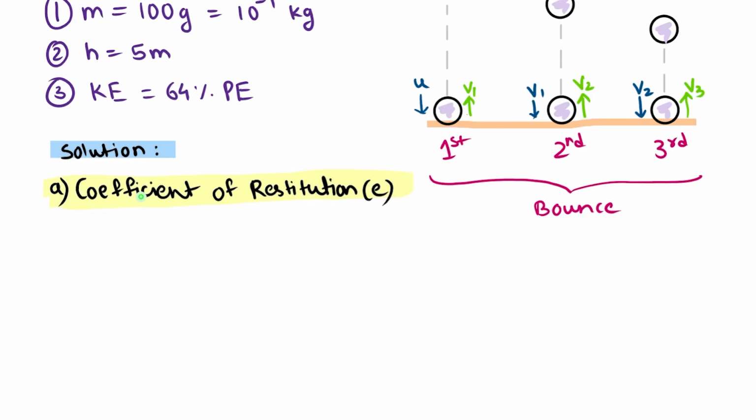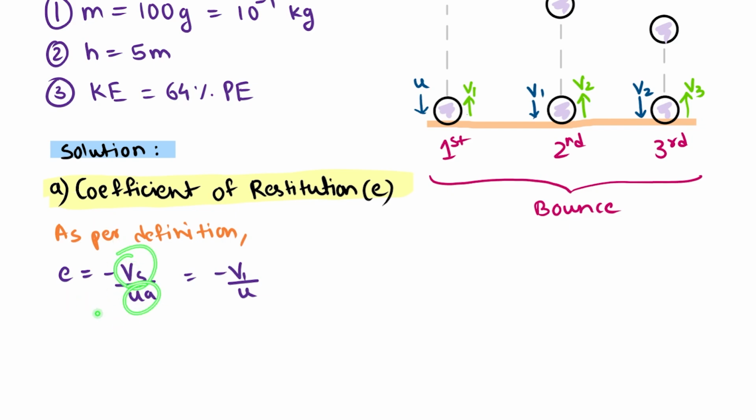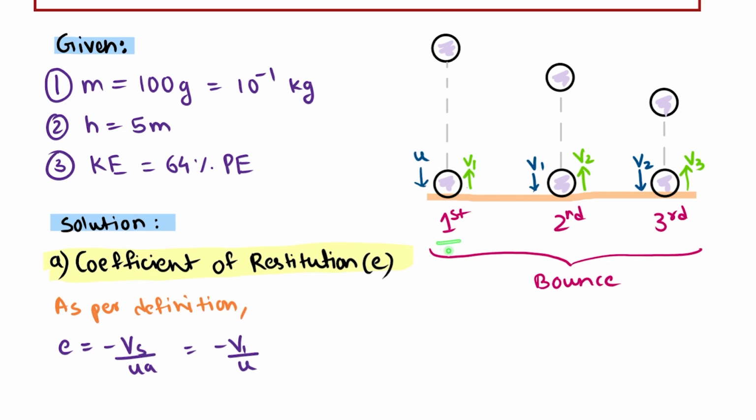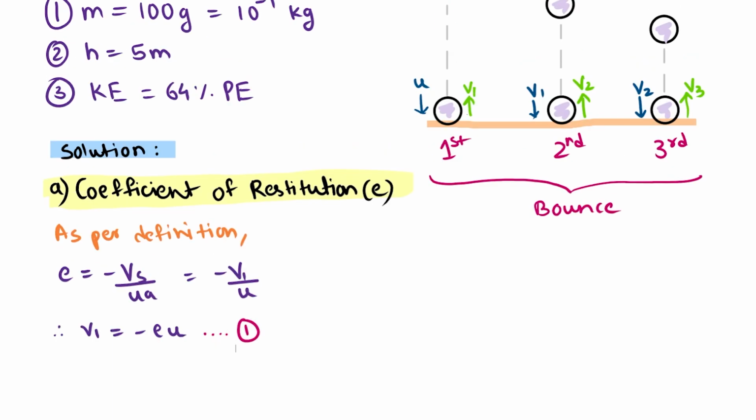And the first thing we need to calculate is the coefficient of restitution, represented by letter e. Now, as per the definition, we know the coefficient of restitution is the ratio of the separating velocity divided by the approaching velocity. And if our example was the first bounce, we can say it is a ratio of v1 by u1, as v1 is the speed with which the ball and the ground are separating, and u is the speed with which the ball approaches the ground. So with this, I can rearrange the terms, and I can say v1 is equal to minus e into u, and let this be our equation number 1.